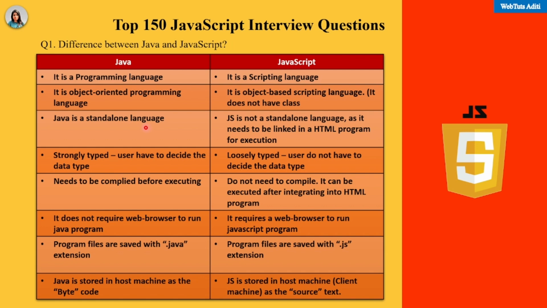Okay, so the next point is Java is a standalone language. What do you mean by standalone language? It means that you do not need to combine Java code with any other programming language and then run it. You just need to compile it and then execute it. But JavaScript is not a standalone language and it needs to be linked in an HTML program for execution. So you need to link this JavaScript file in the HTML file, and only then will you be able to run this JavaScript code.